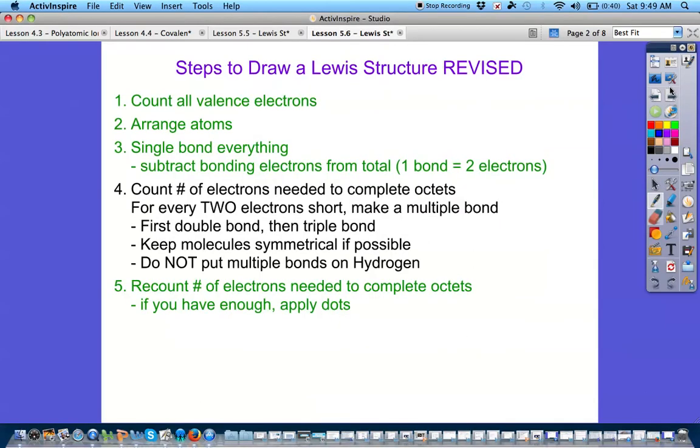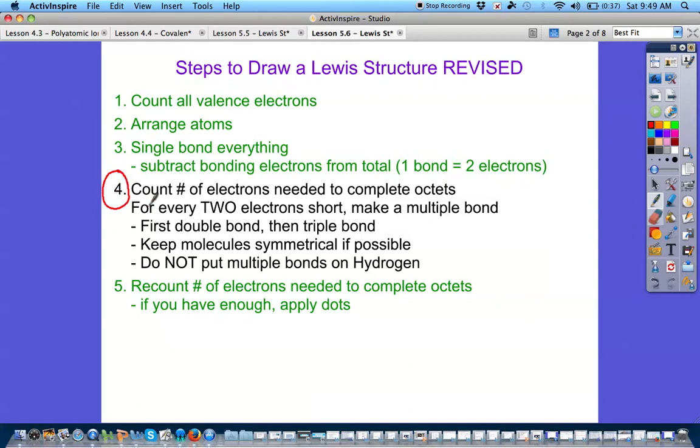So the steps to draw a Lewis structure are similar to what we talked about for single bonds, only we have revised them some. So again, you're still going to just count all of the valence electrons. You're going to arrange the atoms. You want to have as much symmetry as possible and put the element with the least number of atoms in the center. You're going to single bond everything, and you're going to subtract the electrons from the total. One bond equals 2 electrons. We've done that already.